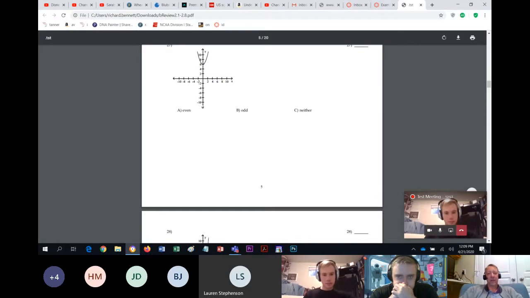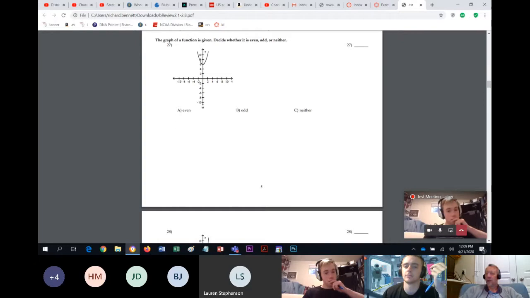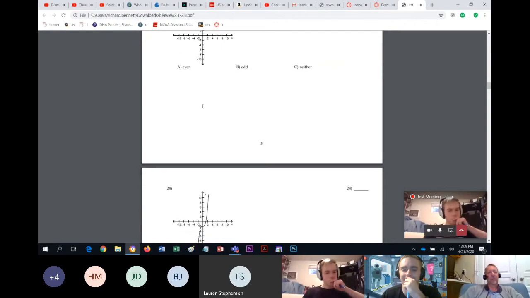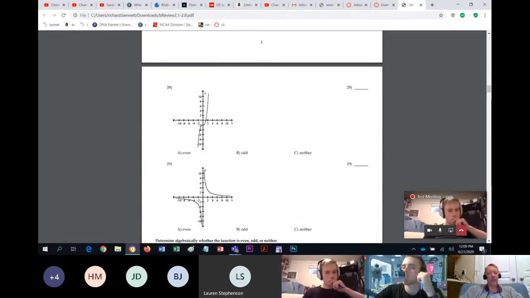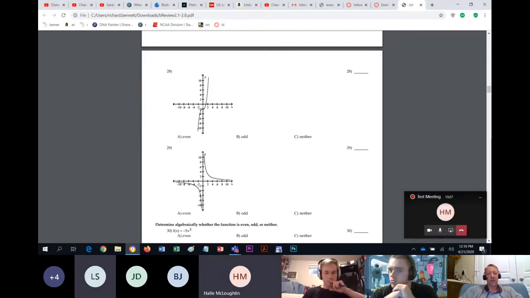What are odd functions symmetric about? The y equals x line. Not necessarily. The x-axis? Not the x-axis. The origin. The origin. So odd functions are symmetric about the origin. So 28, is that one symmetric about the origin? No. Is it symmetric about the y?